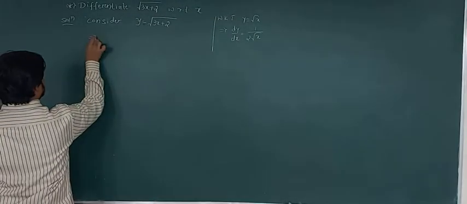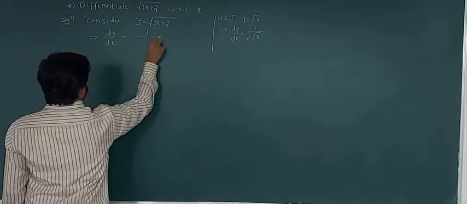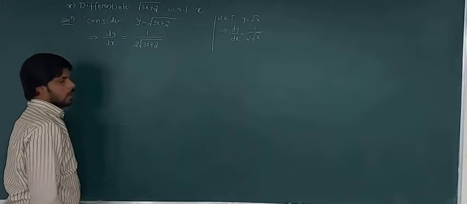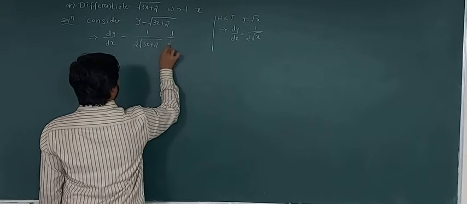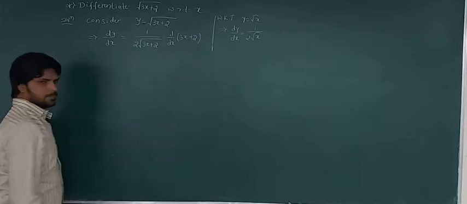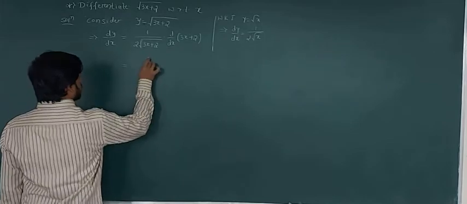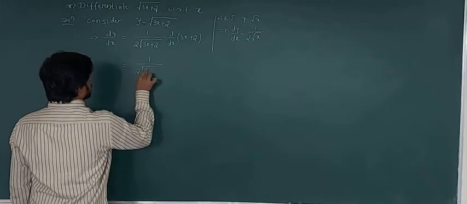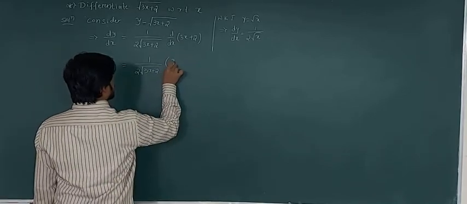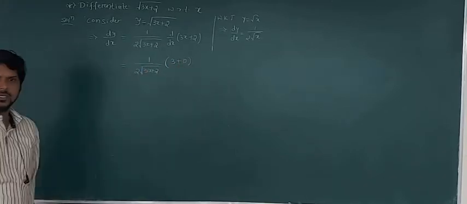So the derivative of this function, dy by dx, is equal to 1 upon 2 root 3x plus 2 into d by dx of 3x plus 2. Okay, so this implies 1 upon 2 root 3x plus 2 into the differentiation of 3x, which is 3, plus 2 is a constant, and the derivative of a constant is 0.